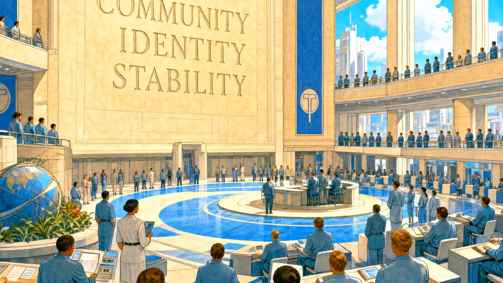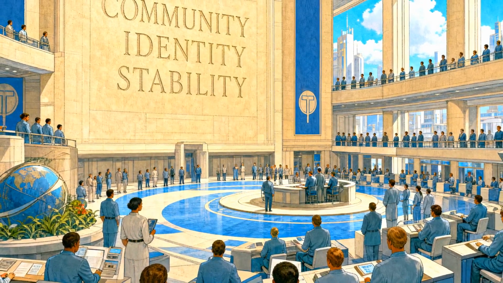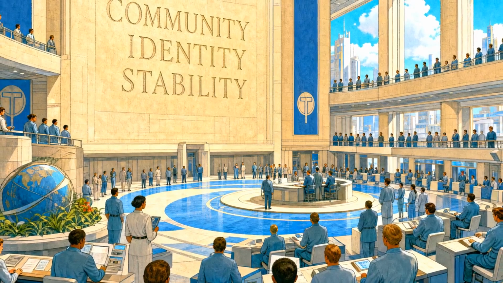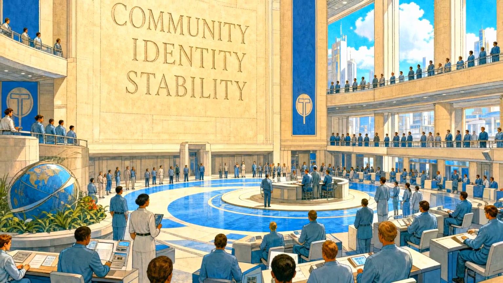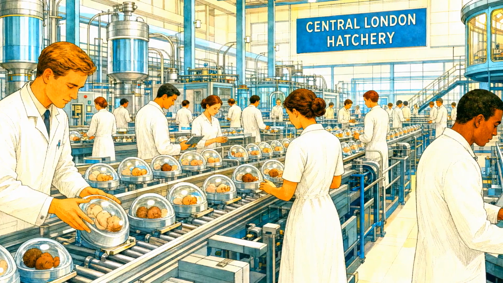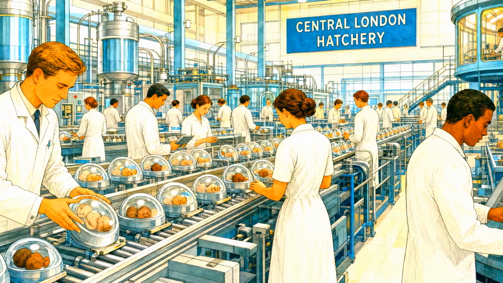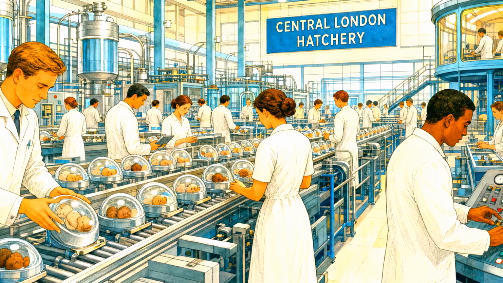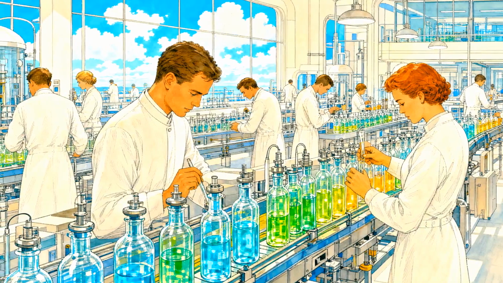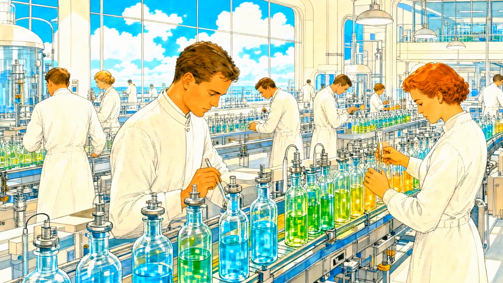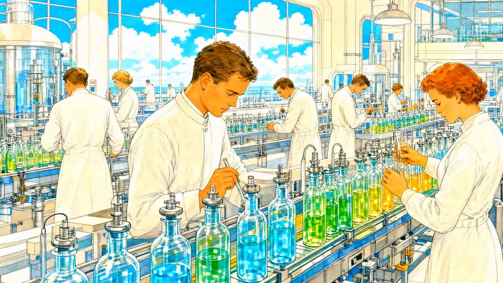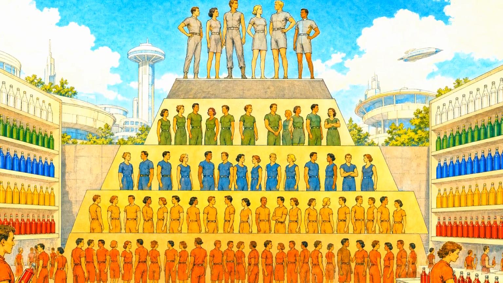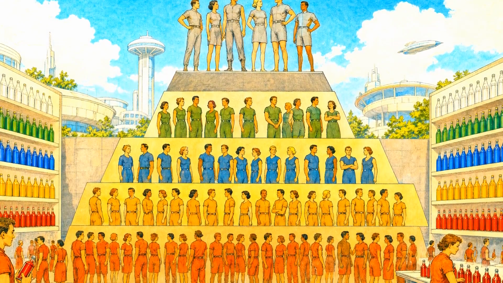The novel takes place in the world state. It's a futuristic society built around stability and control. At the beginning of the story, readers are introduced to the Central London Hatchery and Conditioning Center. And this place is basically a human factory. Instead of being born naturally, people are created in laboratories. Embryos are carefully engineered and sorted into social classes called castes.